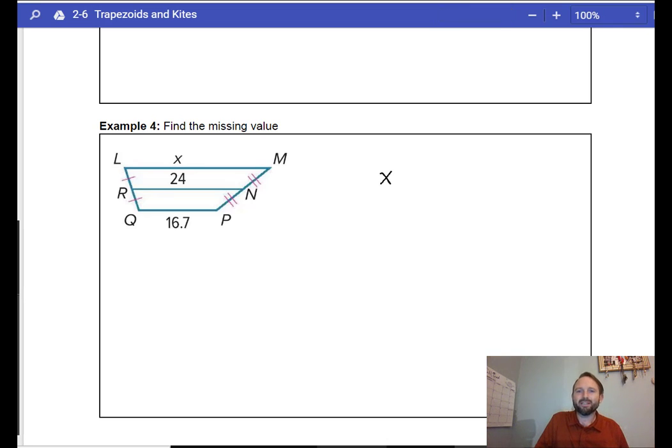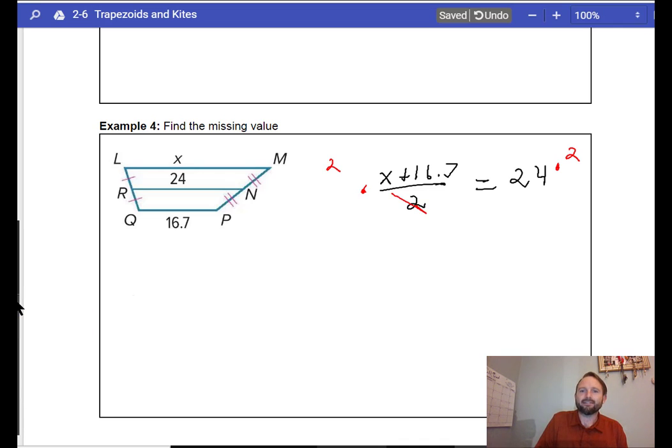So basically, we know that (x + 16.7) divided by 2 will equal 24. Now we just have to solve for x. This is now just an equation. So what is the opposite of divide by 2? It's going to be multiply by 2 on both sides.